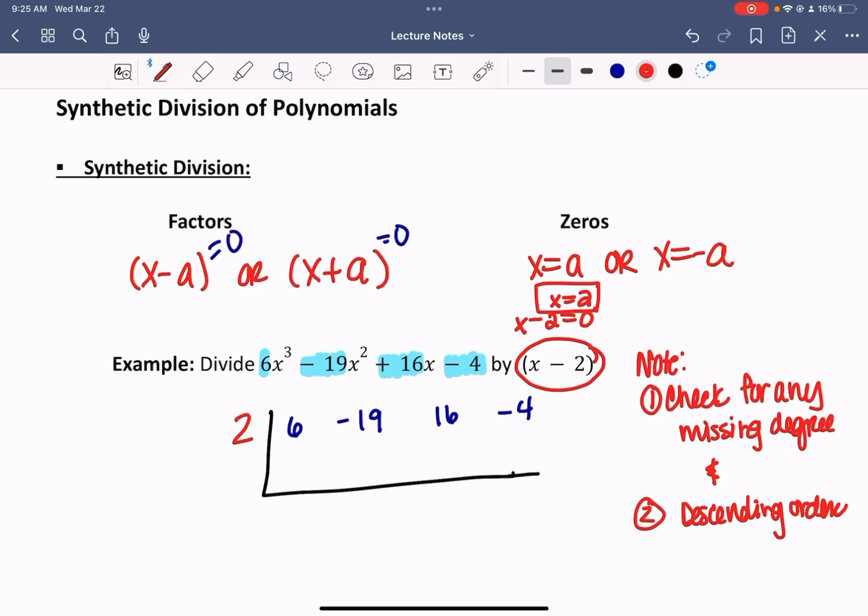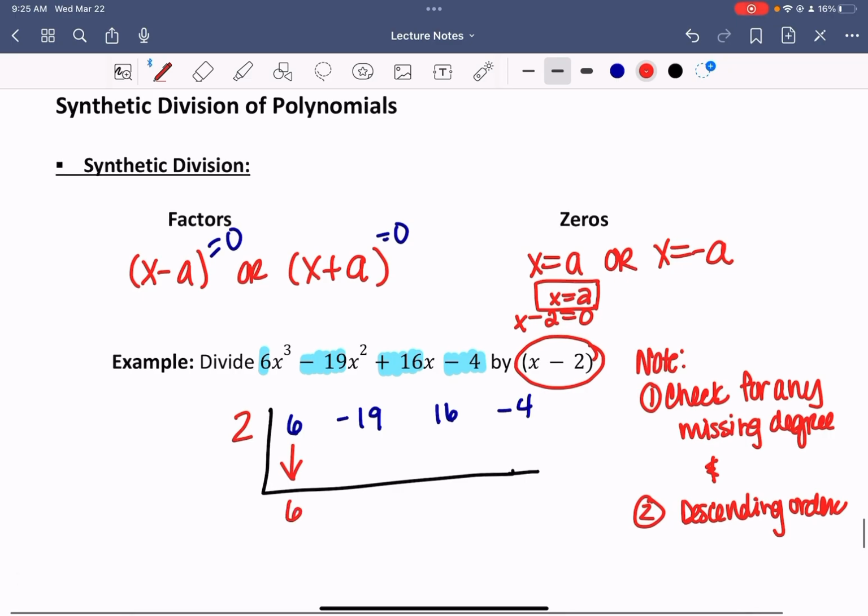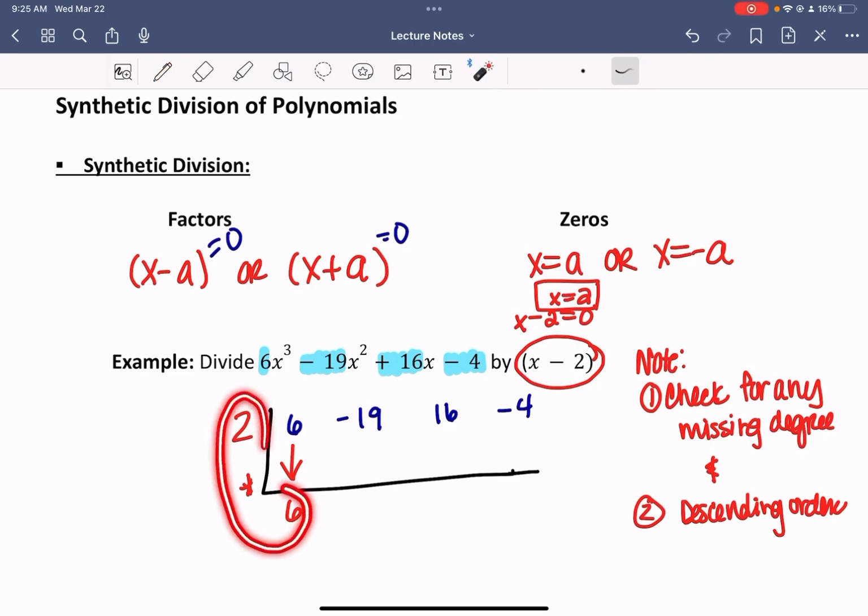Next, the first thing you do in this process is you bring down the 6. I always put an arrow right here, because if I don't put an arrow, I might put a number right there. So I'm going to bring down that 6. Then you always multiply by the number that's out front. So I'm going to multiply this 2 and 6 together. It gives me 12, and I place it in this next spot. Then you add vertically the negative 19 and 12 together. That gives you negative 7. So you can see once I multiply the 2 times 6, I place the number here, and then I add it vertically.